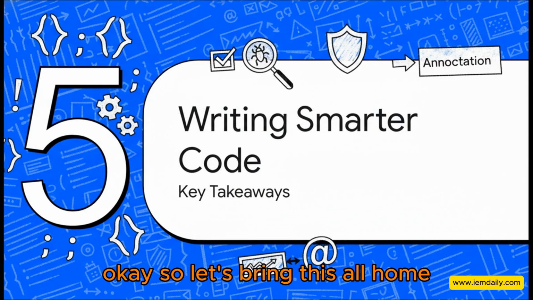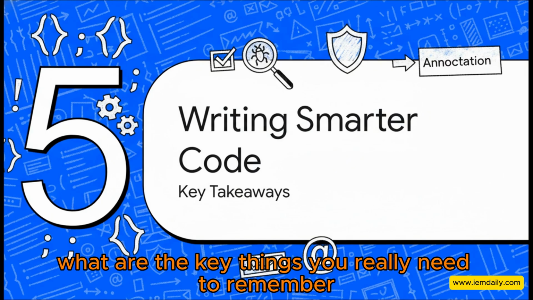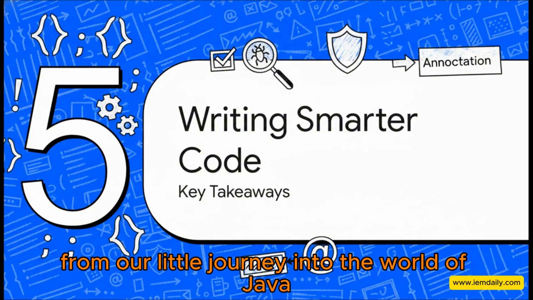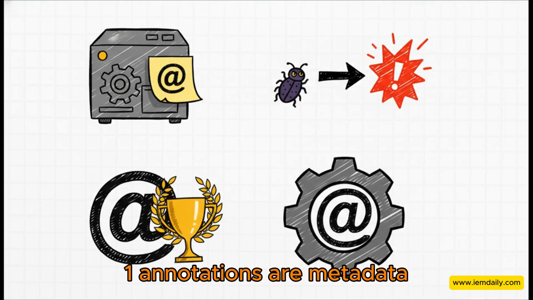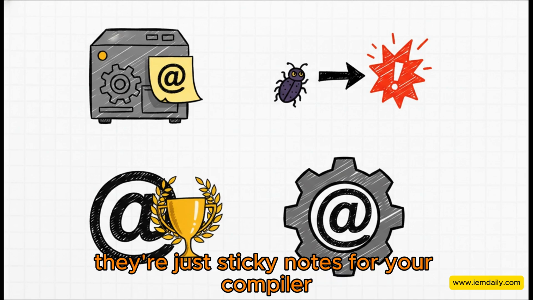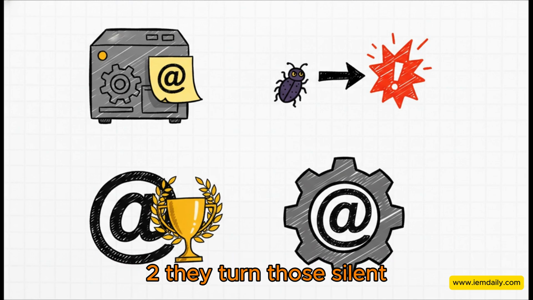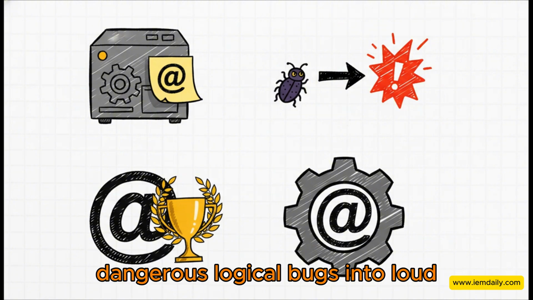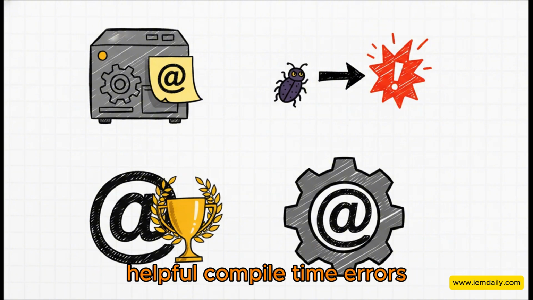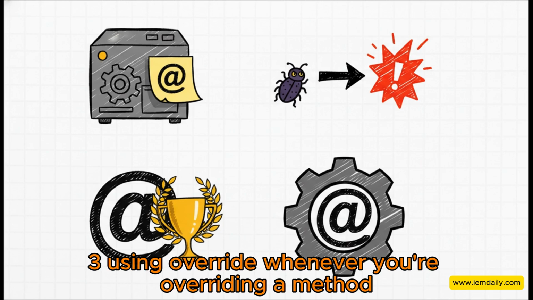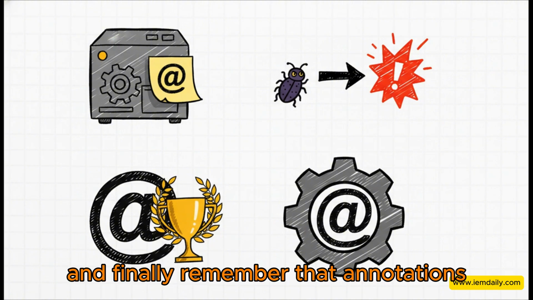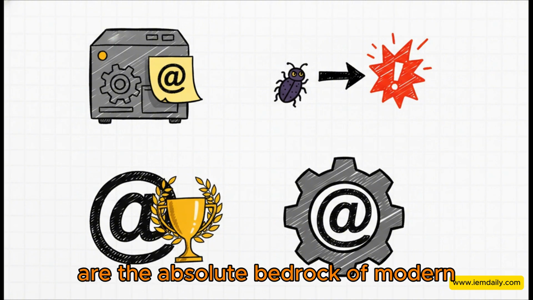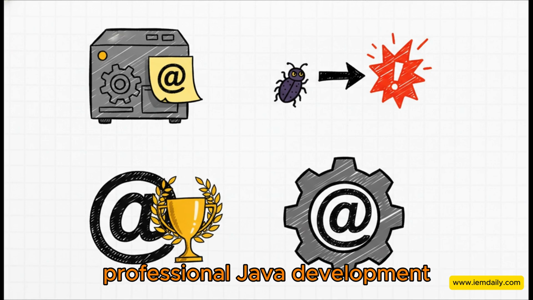Okay, so let's bring this all home. After all that, what are the key things you really need to remember from our little journey into the world of Java annotations? Here are the big takeaways. 1. Annotations are metadata. They're just sticky notes for your compiler. 2. They turn those silent, dangerous logical bugs into loud, helpful compile time errors. 3. Using @Override whenever you're overriding a method isn't just a good idea, it's a must-do. And finally, remember that annotations are the absolute bedrock of modern professional Java development.